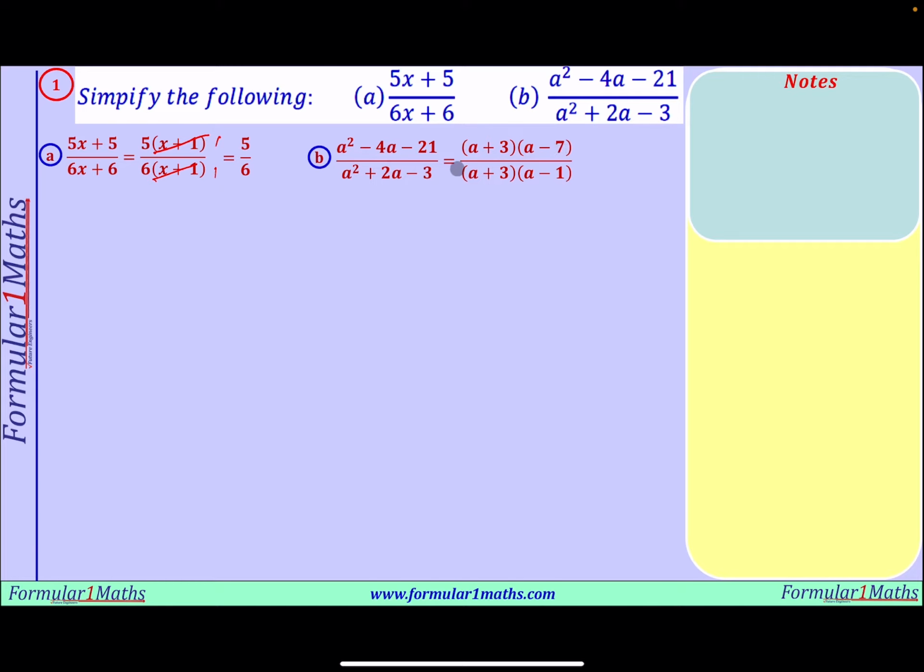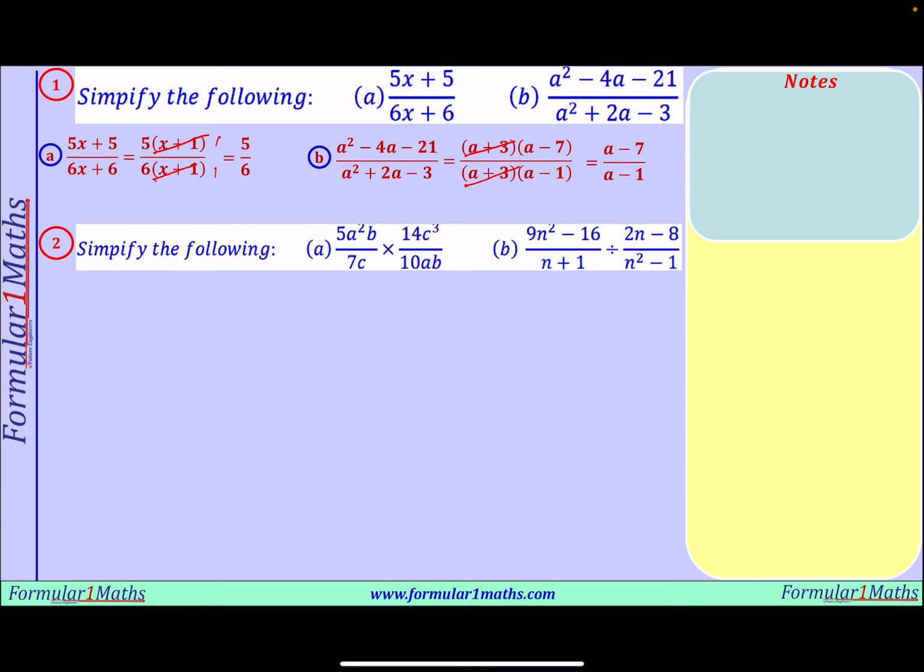We do the same thing for the denominator, and we get that. And as we can see, we've got common factors in both numerator and denominator, and we can cross them out. And then we are left with a minus 7 over a minus 1. Question 2. Simplify the following.